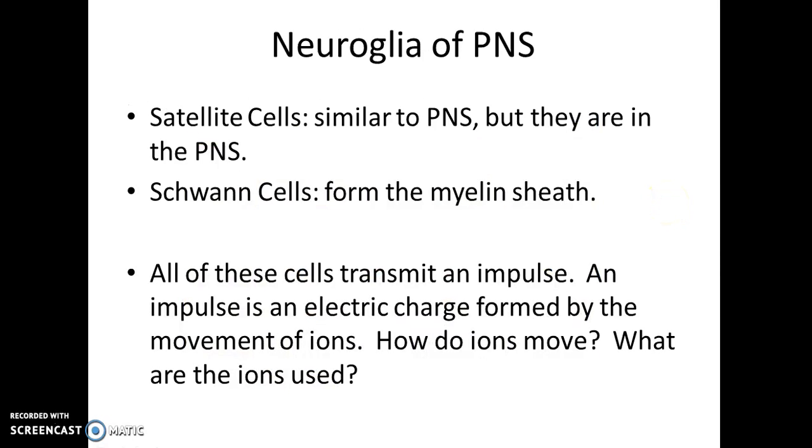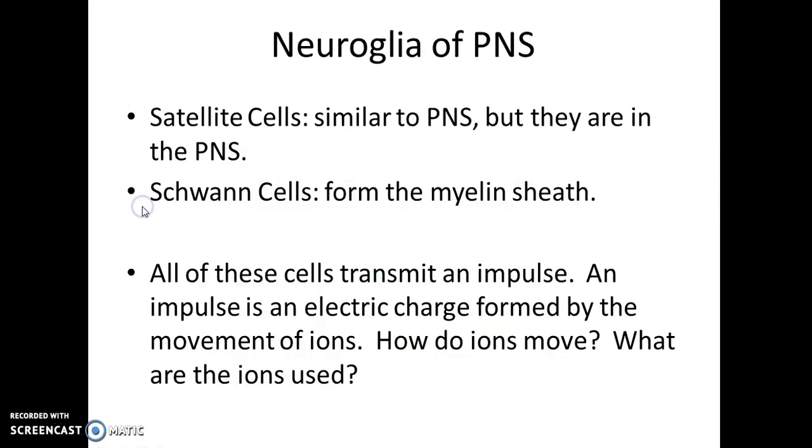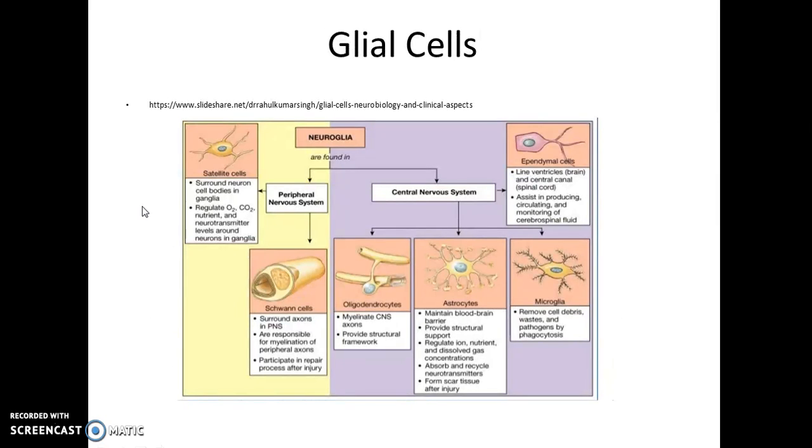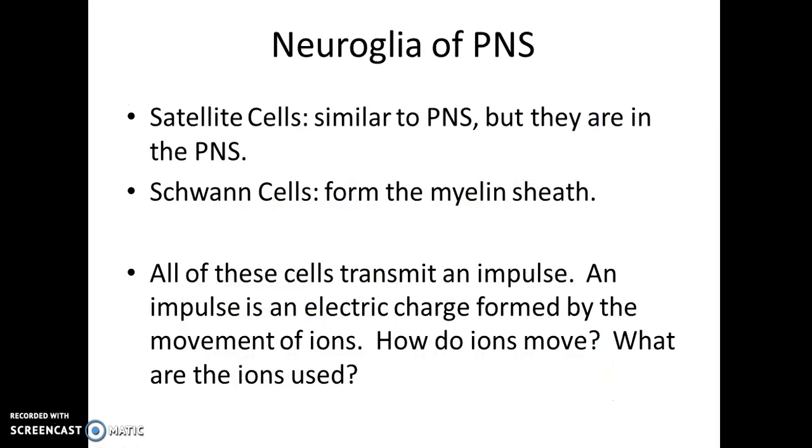In the peripheral nervous system, we have satellite cells, which are similar to the ones in the central nervous system. They're on the back thing right here. They surround neurons, form ganglia, and regulate water. Ooh, we're going to regulate water. And Schwann cells form the myelin sheath.